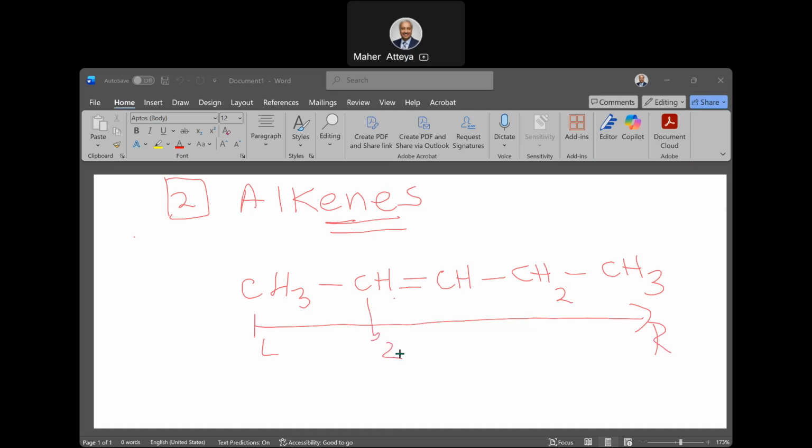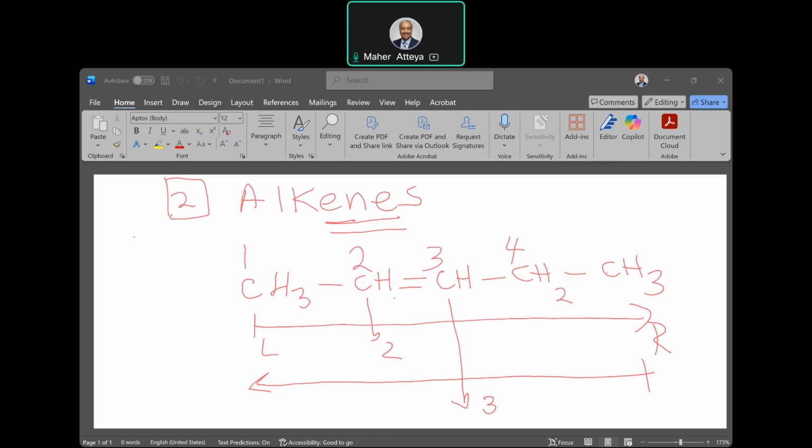If we start from right to left, then the numbering will be 1, 2, 3. So the numbering will be 3. The rule says that the double bond as well as the triple bond always has the least numbering. So the 2 will win over the 3. Therefore, left to right is the correct numbering. So we'll number this as 1, 2, 3, 4, and 5.